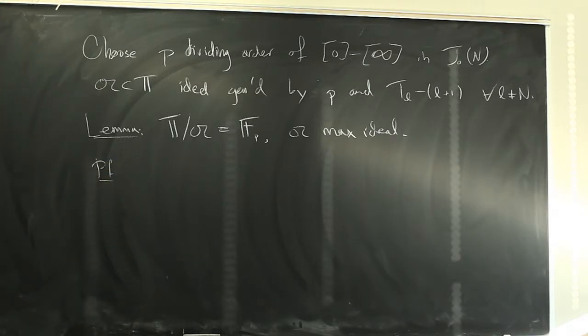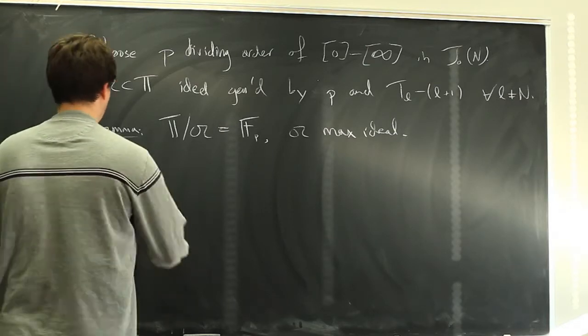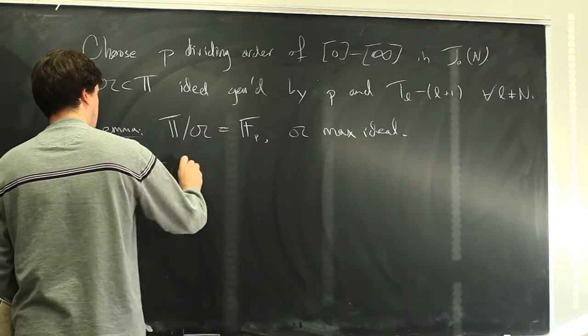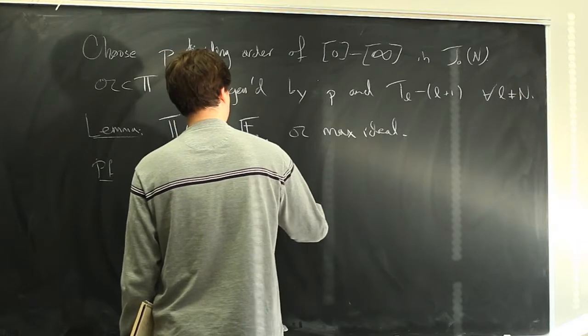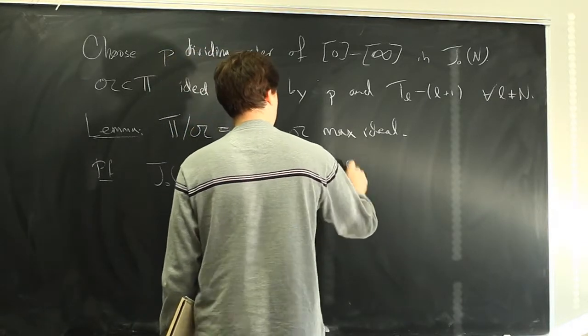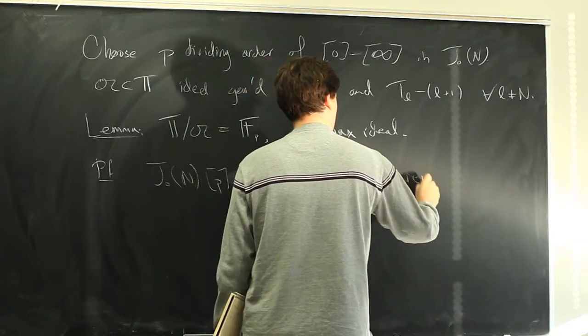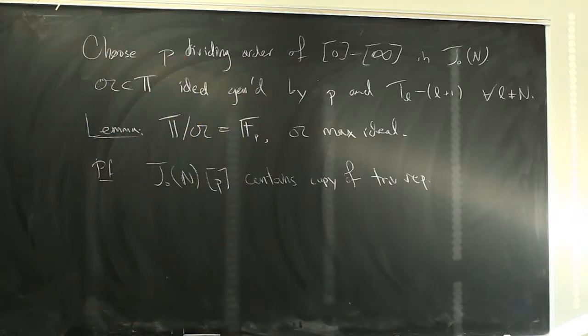All right, so as before, the only thing to prove is that it's not the unit ideal. It's basically the same idea. So let me just go through it. So J0n of p, again, contains a trivial representation, because we have a p-torsion point given by 0 minus infinity. And so that must appear in one of these VF lambdas.